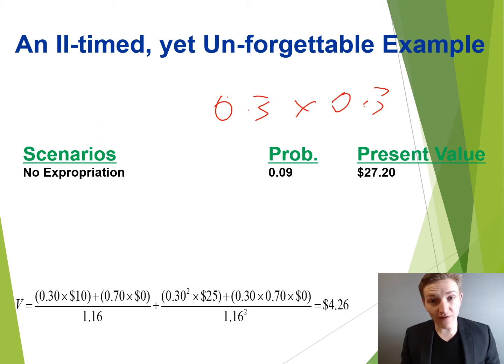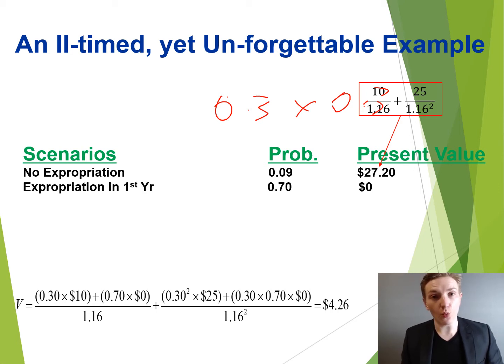Now what about the present value of that? Well, here we've got two cash flows, $10 in year 1 and $25 in year 2. So we get the present value of those by discounting them back at 16% for the requisite number of years. So 1 year or 2 years as is appropriate. So this gives us a present value of about $27 if there's no expropriation. Now say there's expropriation in year 1. In that case, we get no cash flow whatsoever. That occurs with 70% probability, which is just the risk of expropriation occurring in year 1. Now again, there's no cash flow occurring at all there.